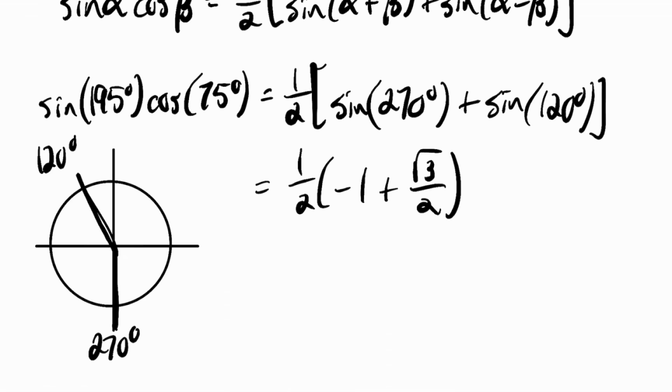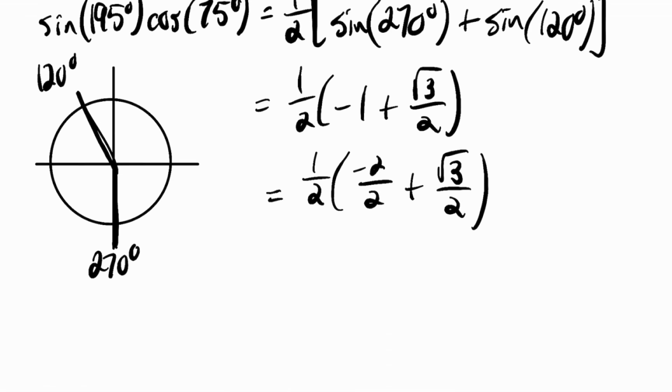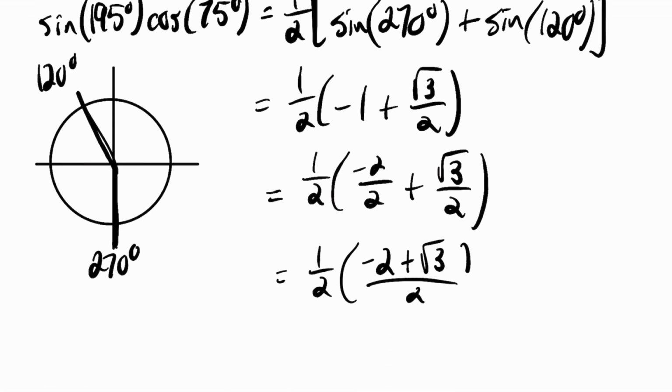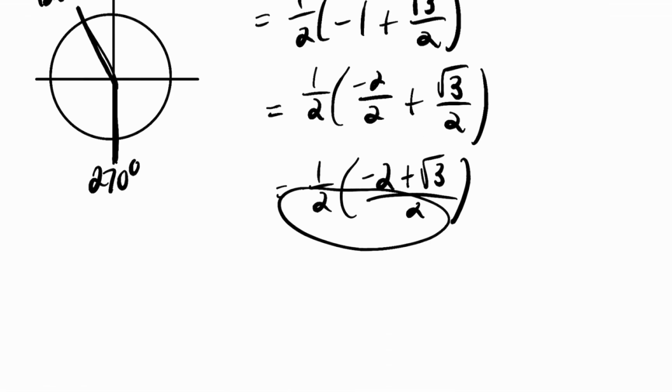There's more than one way to find that. And you know what, in fact, we might be able to simplify this a little bit. I think of this 1, or this -1 rather, as being -2 over 2. Then I have 1/2 times -2 over 2 plus √3 over 2. I can combine those into one fraction, combine these two terms, I mean. So that's 1/2 times -2 plus √3 all over 2, right? And then if I want, I can multiply the denominators together. And I'll have -2 plus √3 all over 4.